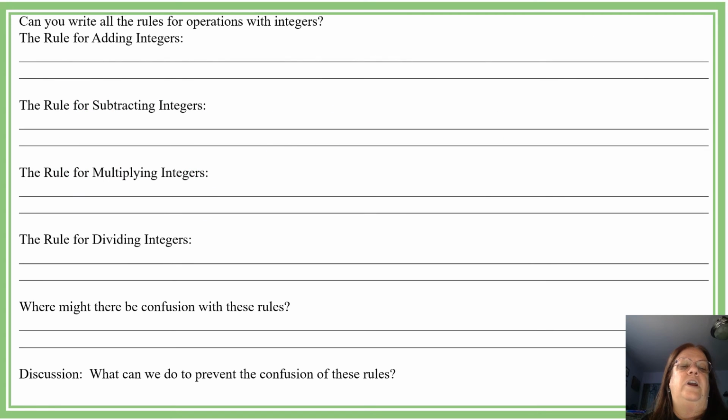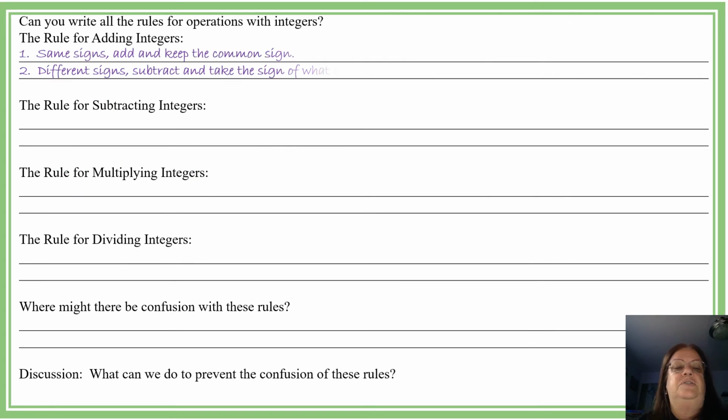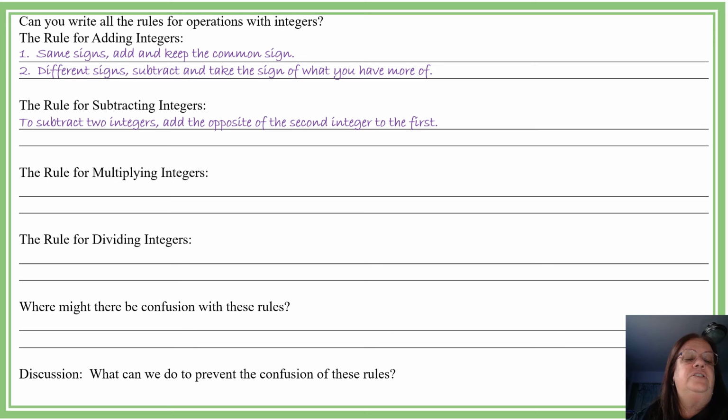Okay, you can write all the rules of the operation with integers. First off, the rule for adding integers. This was from 2 lessons ago, so it's a little bit more difficult. Okay, so same signs, add and keep the common sign. Different signs, subtract and take the sign of the larger number. Okay, the rule for subtracting integers. To subtract 2 integers, add the opposite of the second integer to the first.